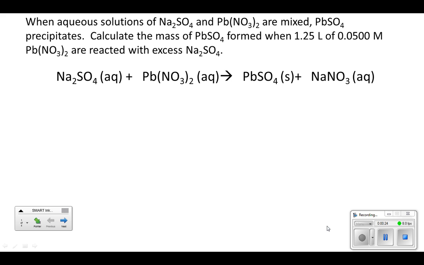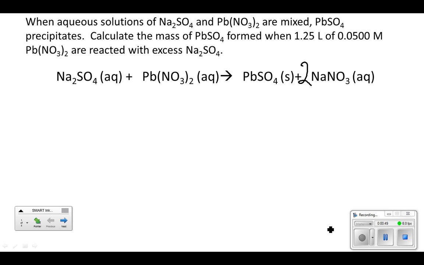So we know that for any stoichiometry problem, our first step is to write and balance the equation. For this one, the equation is already written, but we need to balance it, and I think we'll check and see that it needs to be balanced. If you'd like, you can pause the video at this point and balance it yourself. Okay, so to balance this equation, we're going to put a 2 out in front of the sodium sulfate, and that should take care of all the balancing.